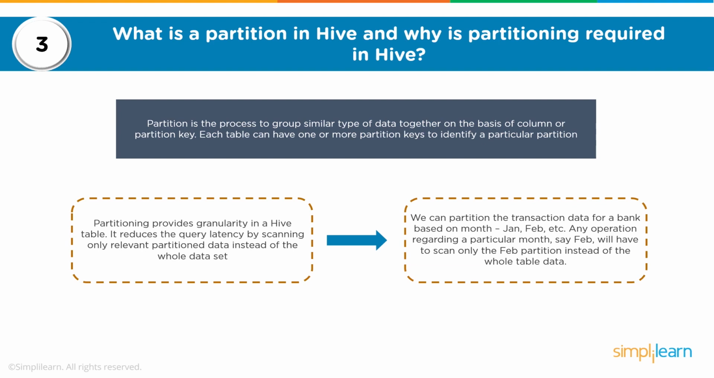In Hive, we can have any number of partition keys. So partitioning provides granularity in a Hive table. It reduces the query latency by scanning only relevant partition data instead of the whole data set. We can partition at various levels. Now, if I compare RDBMS with Hive, in the case of RDBMS, you could have one column which could be used for partitioning, and then you could query the specific partition. So in RDBMS, your partition column is usually a part of the table definition. For example, if I have an employee table, I might have employee ID, employee name, employee age, and employee salary as 4 columns, and I would decide to partition the table based on the salary column.